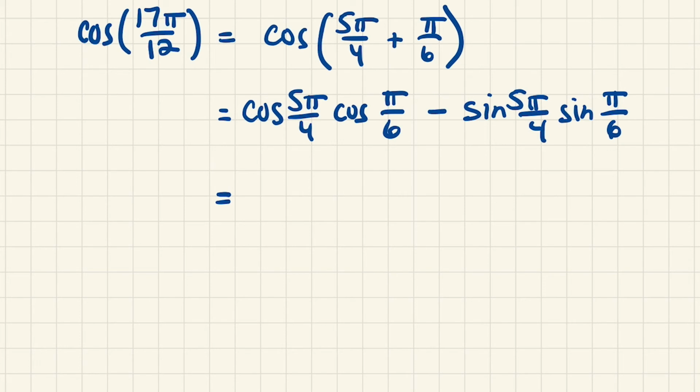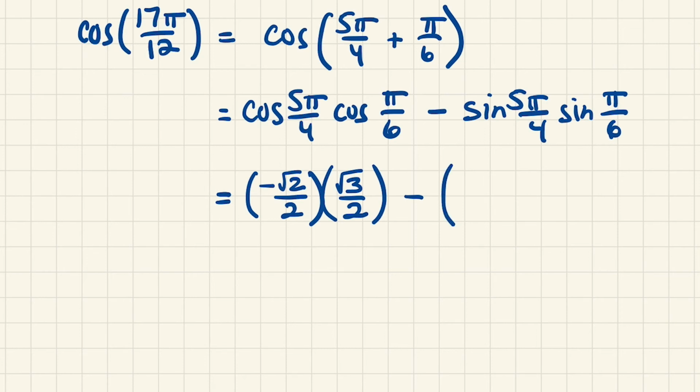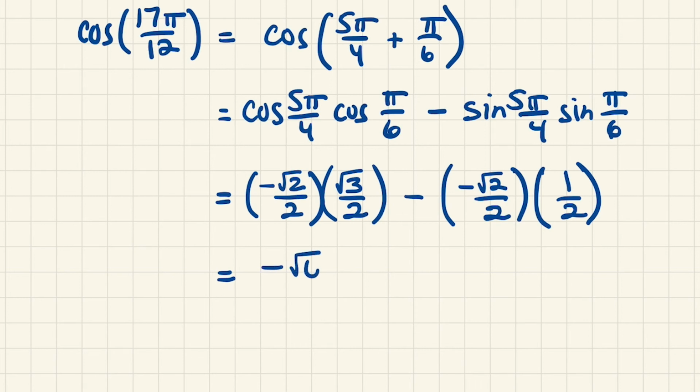So cosine of 5 pi over 4. 5 pi over 4 is in the third quadrant, so it will be negative rad 2 over 2. Cosine of pi over 6 is rad 3 over 2. Minus sine of 5 pi over 4, that's also in the third quadrant, negative rad 2 over 2. And sine of pi over 6 is 1/2. Putting this together, we get negative rad 6 plus rad 2 all over 4. And that is cosine of 17 pi over 12.